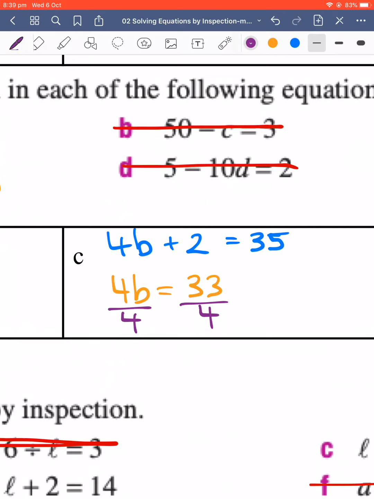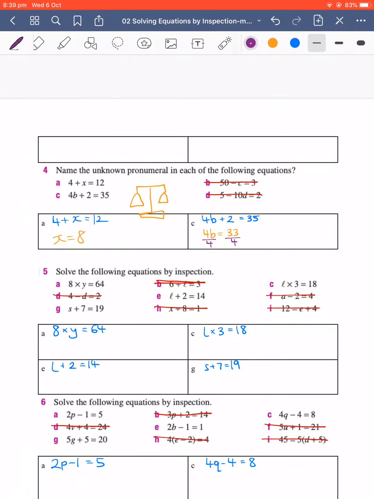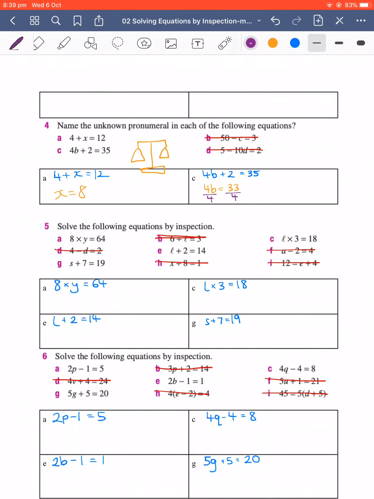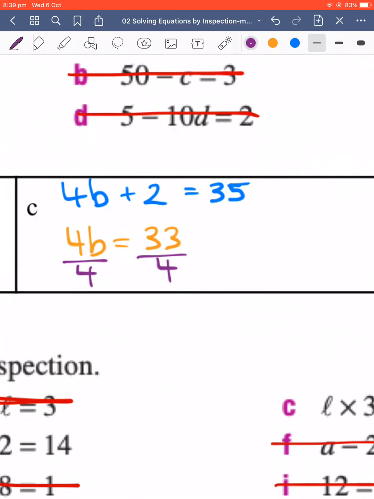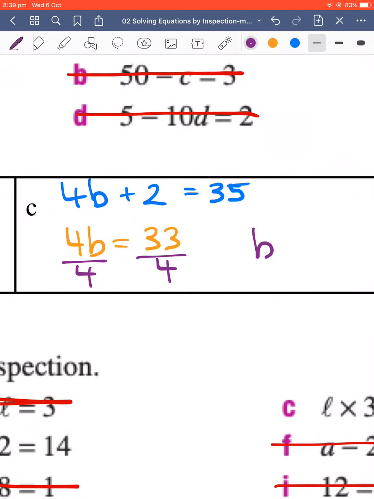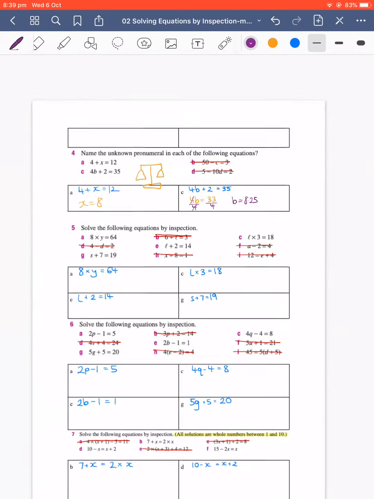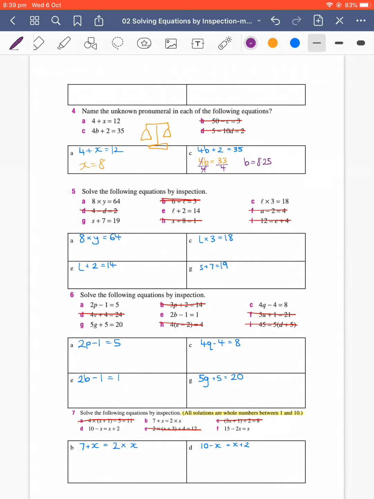So if I put into my calculator 33 divided by 4, I end up with a bit of a weird number, but that is absolutely okay. Sometimes you might end up with a weird number. So I end up with my value for B, because I can cross those out, ending up being 8.25. Bit of a weird one, but have a play around with it and you will get there eventually.